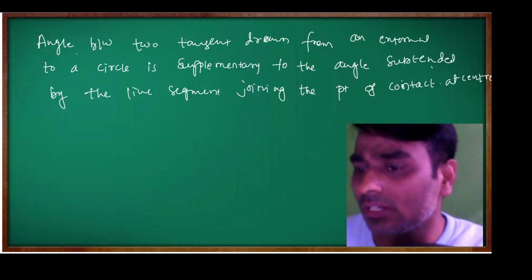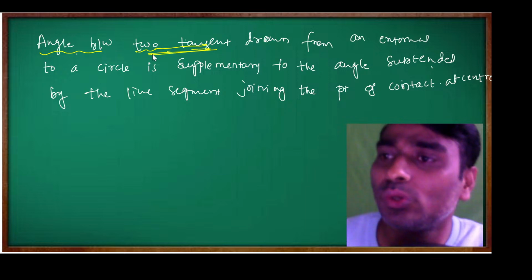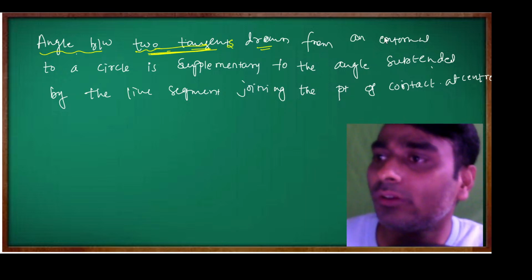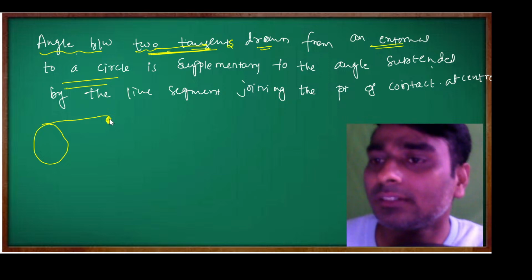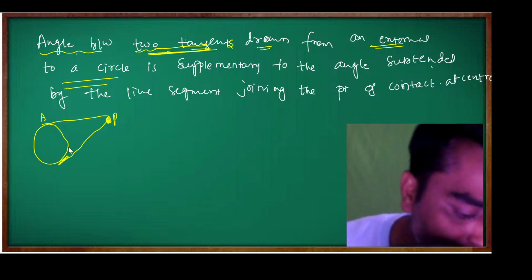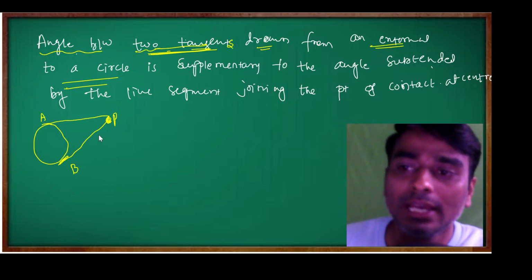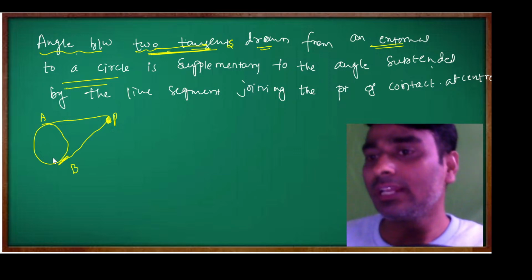Okay, first focus properly now. What is going to happen? See, what is the meaning of this line? Angle between two tangents. That means there are two tangents drawn from an external point to a circle. So first you draw a circle, correct, then mark an external point, pull two tangents like this. Let this be P, let this be A, let this be B. Okay, this is the meaning of first line. Angle between two tangents. Where are the tangents? This tangent and this tangent, right?